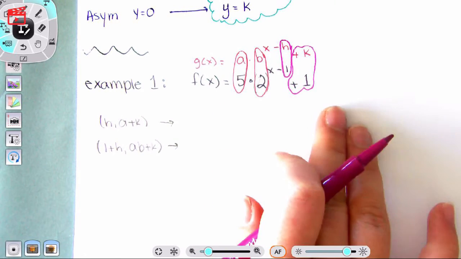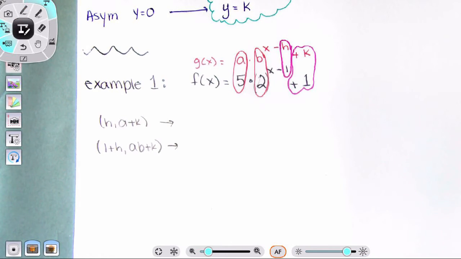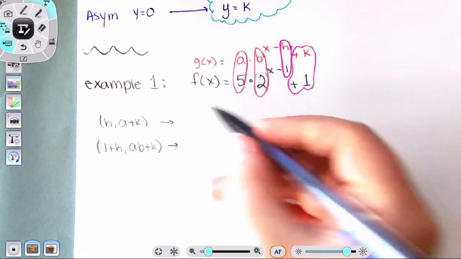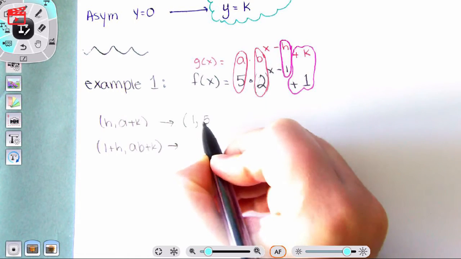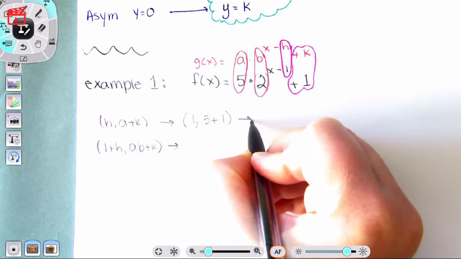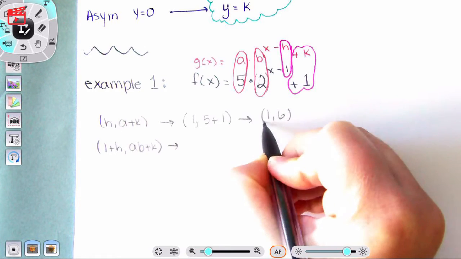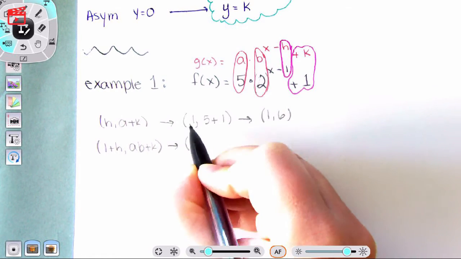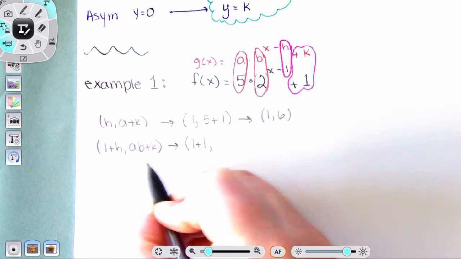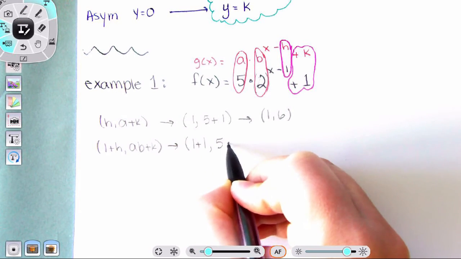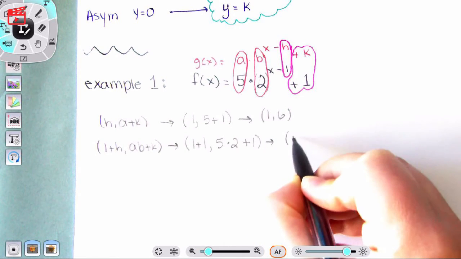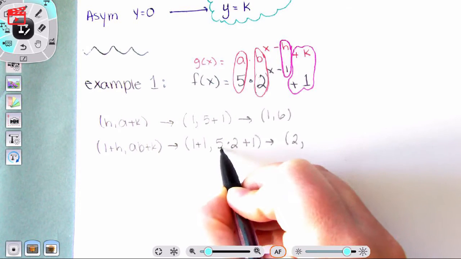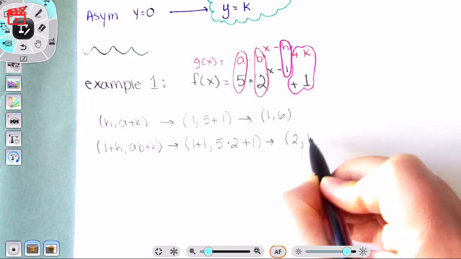So using our identified values, we're going to get our 2 points. The first point is h, which is +1, comma a, which is 5, plus k, which is 1. So our first point is 1, comma 6. The second point is 1 plus h. We identified h as +1. Now we have a, which is 5, times b, which is 2, plus k, which is 1. So my second point is 2, comma 5 times 2 is 10, plus 1 is 11.